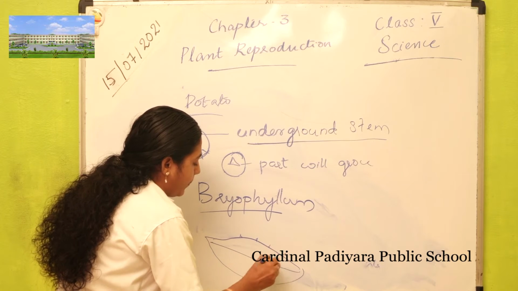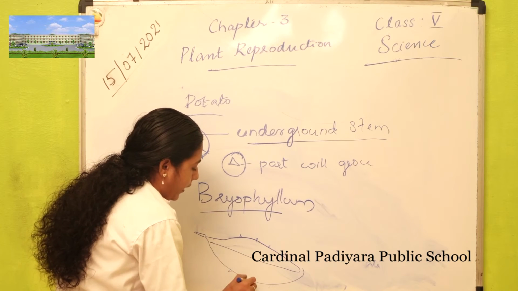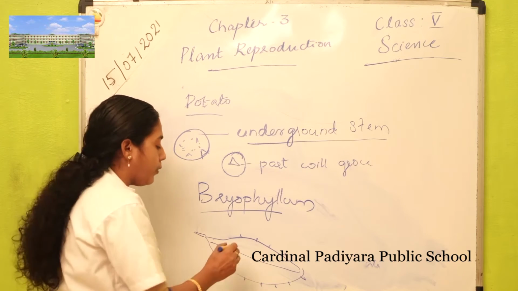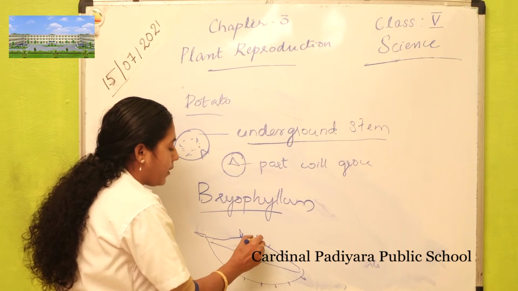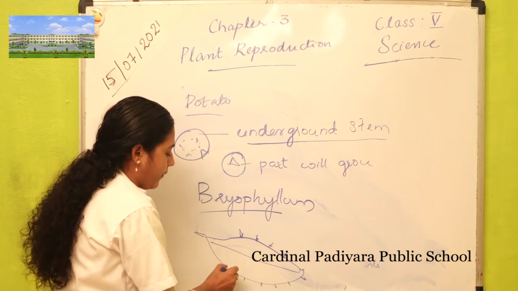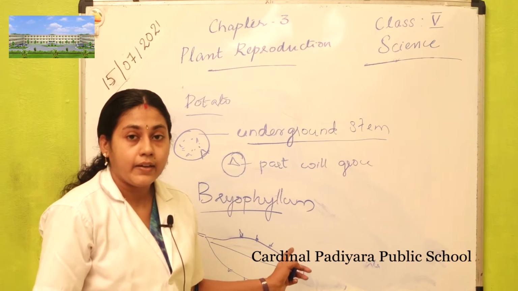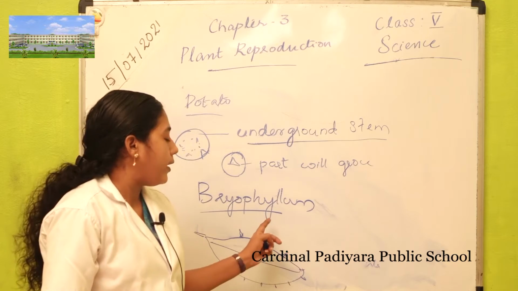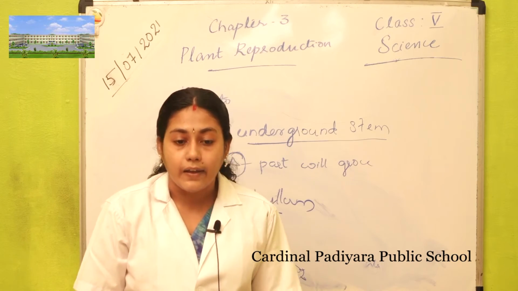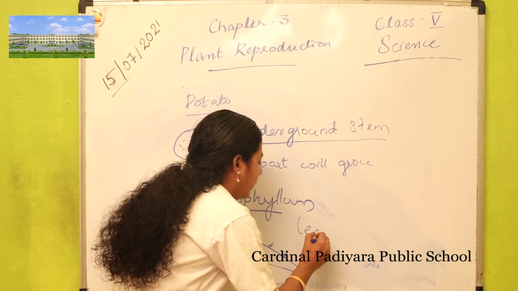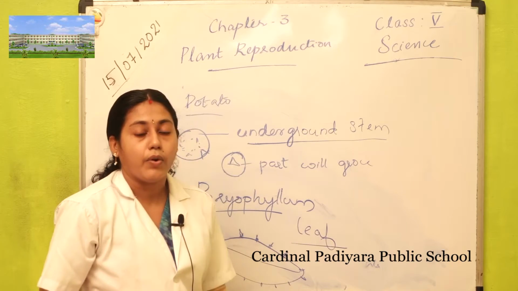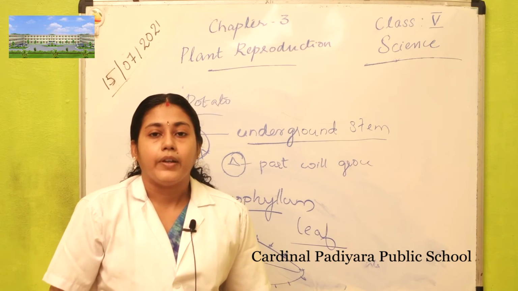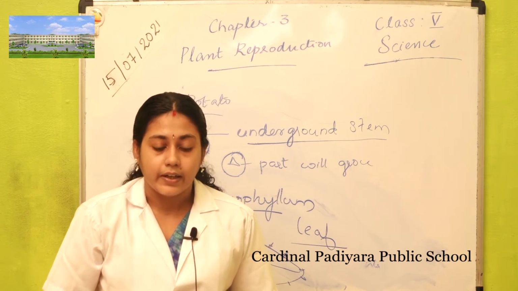Young plants, new plants grow from the parent leaf. From a fleshy leaf, new plants grow from this parent plant. Young ones grow from the parent leaf. So, bryophyllum reproduces by its leaf. New plants grow from the parent leaf. Thus we studied about the different types of reproduction in certain plants.